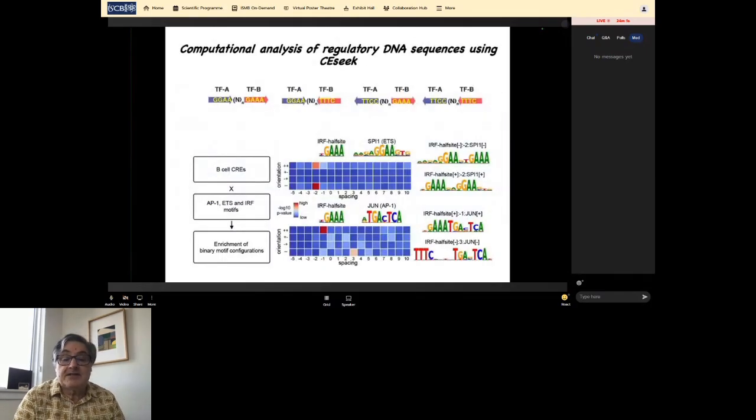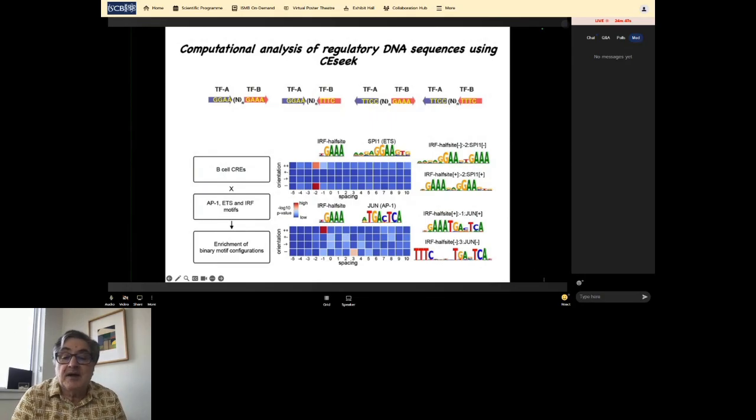So let me just very quickly step through the three parts of this overall strategy. The first uses a statistical genomics pipeline that we've developed called CE-seq. And essentially what it does is it systematically takes a set of test sequences that you provided, regulatory DNA sequences, and searches them for composite elements, that is, stereospecific configurations of any pair of motifs for, let's say, transcription factors A and B.